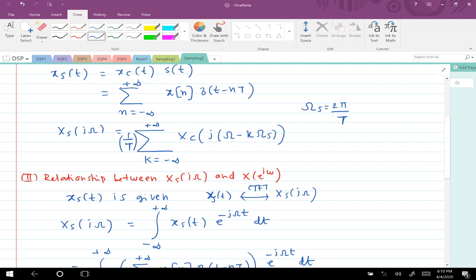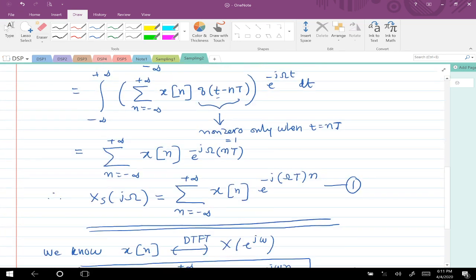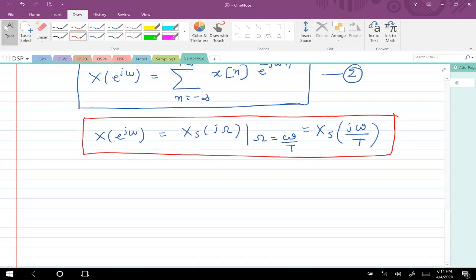So can we not now establish the relation between the CTFT of xc of t and the DTFT of x of n? Okay, that's what we will do now. So the third part we are going to do now is the relationship between xc of j omega and x of e power j omega. That's what we will do now, right?